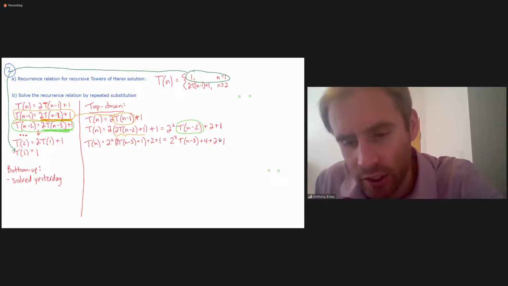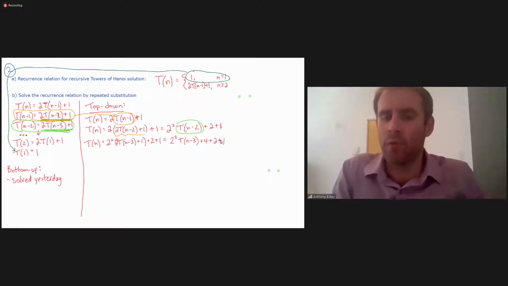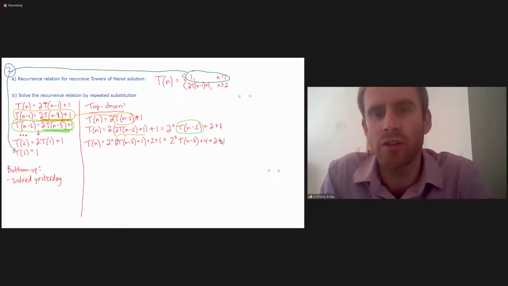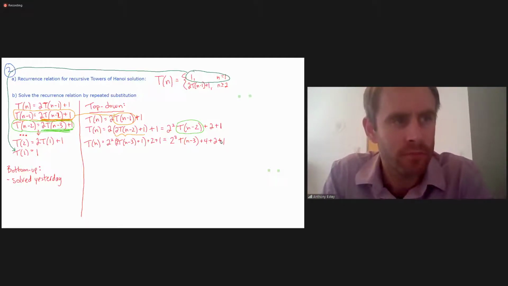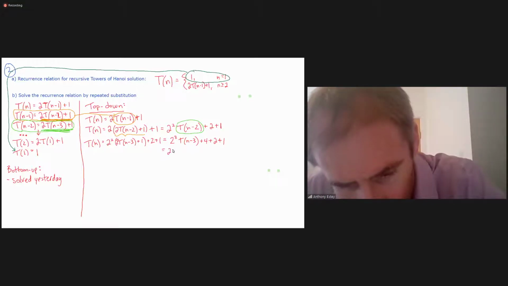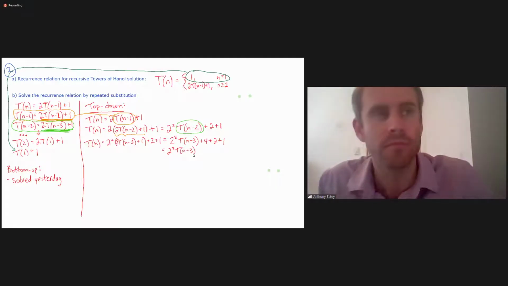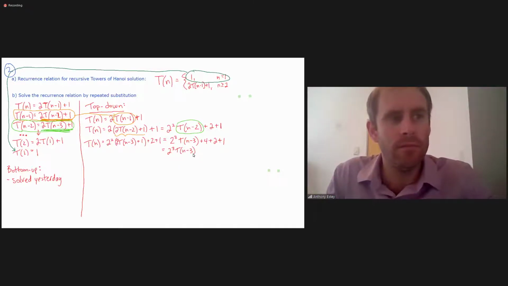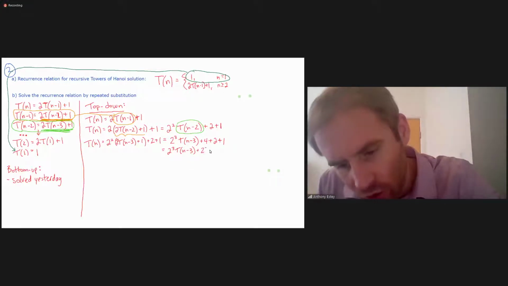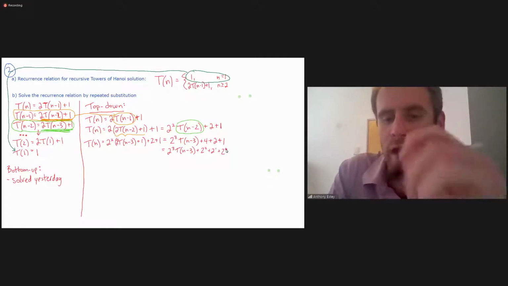And why I'm writing this is we're going to see that we're going to come up with a pattern here, and we're going to use this pattern to determine the closed form expression. So what we might see here now is that this can be written as 2 to the power of 3 times t of n minus 3 plus 4 plus 2 plus 1, which is plus 2 to the power of 2 plus 2 to the power of 1 plus 2 to the power of 0. So I'm just writing this as powers of 2.